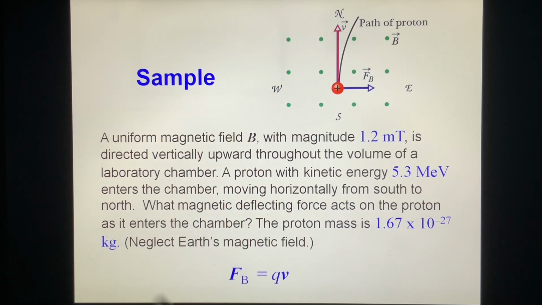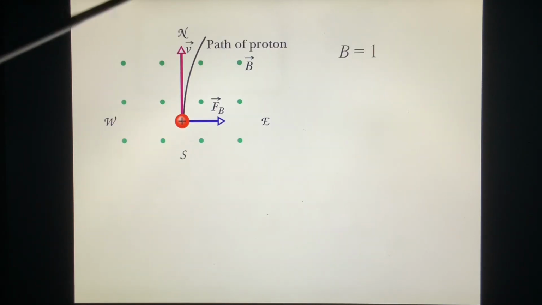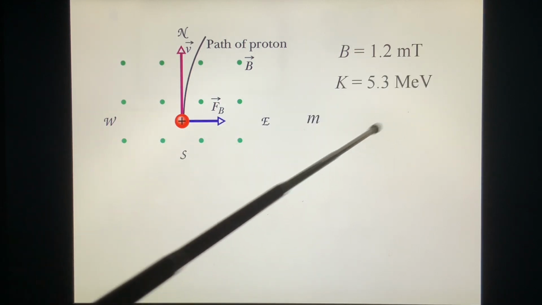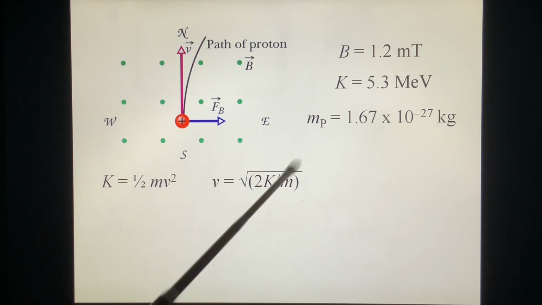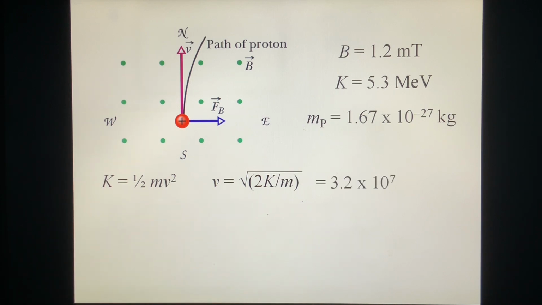Now, to find the formula: F equals Q V cross B. Here we have Q, we don't have V, but we have the kinetic energy, and we have B, so it looks like this is a very simple question. The B, we know; the kinetic energy, we know; the mass, we know. We want to find V. We know the kinetic energy K is half m v squared, where m is the mass of the proton. So we find V, very simple: V equals the square root of 2K over m. We get the number. Once we get V, we can get F.